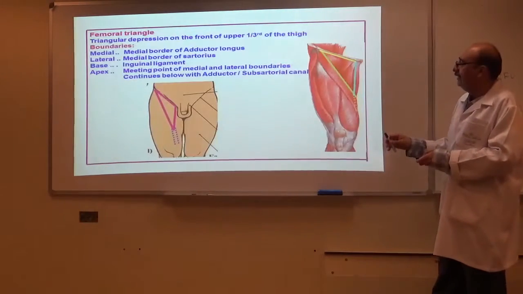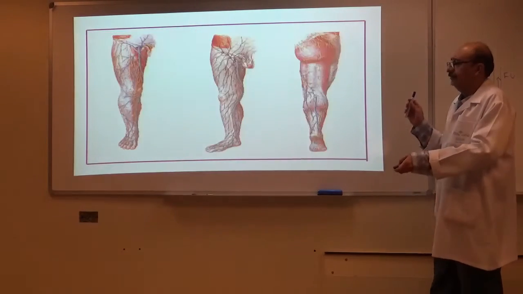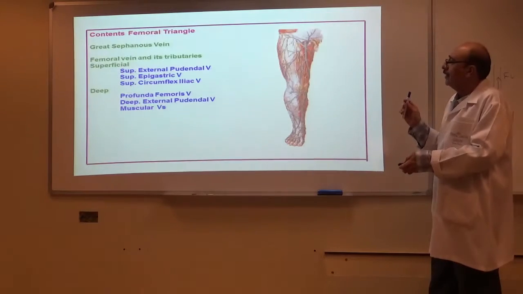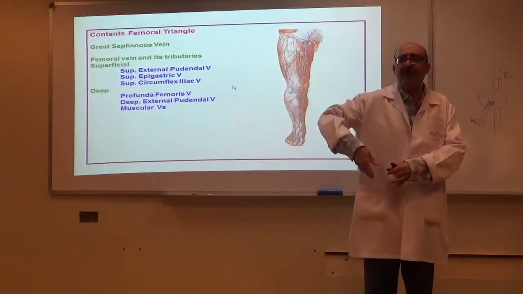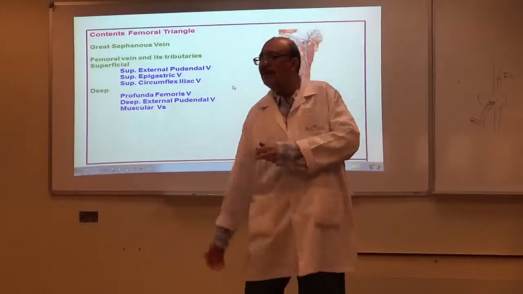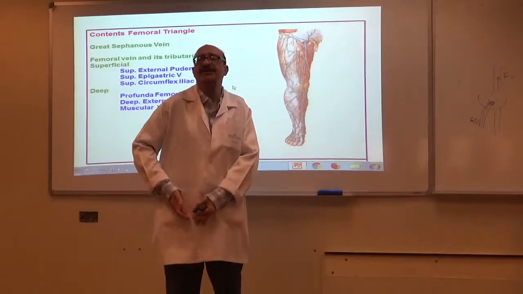Then we did the femoral triangle. Don't try to find it as such: the femoral triangle is a surface depression, like a cubital fossa, like my popliteal fossa. This is a surface depression on the upper part of the medial side of the thigh.